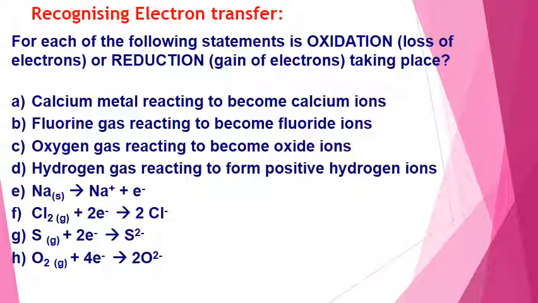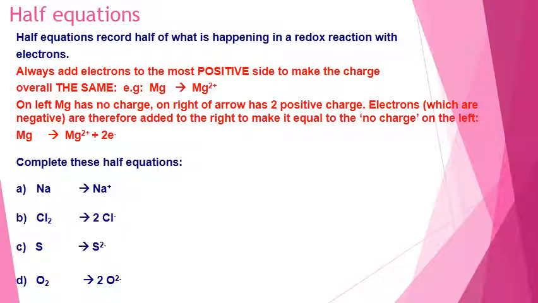Okay, so welcome back. The next aspect of redox chemistry is the half equation. Half equations record half of what is happening in a redox reaction with electrons, because as we are now aware, redox reactions involve a reduction reaction and simultaneously an oxidation reaction. Okay, and some important rules developed around the writing of half equations. You always add electrons to the most positive side to make the same charge overall.